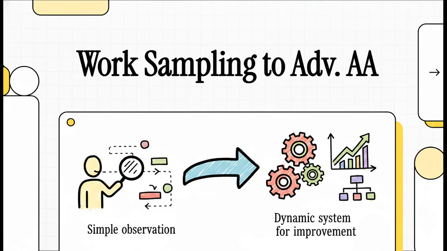Welcome! Today we're going to dive into a really fascinating shift in how we look at productivity. We're going to take a journey from just watching people work to a powerful, modern system for making things better all the time. This is the story of how traditional work sampling grew up to become advanced activity analysis.